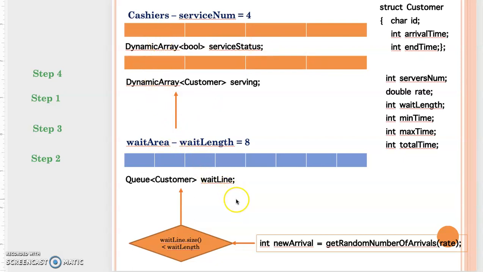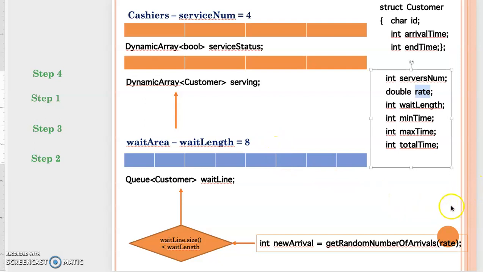In our simulation, we already give you one function called get random number of arrival. This one uses the rate you provided earlier. Each minute we generate how many new arrivals there will be. New arrivals are like people shopping at, for example, Macy's. Sometimes they will just see whether there are people waiting in line.